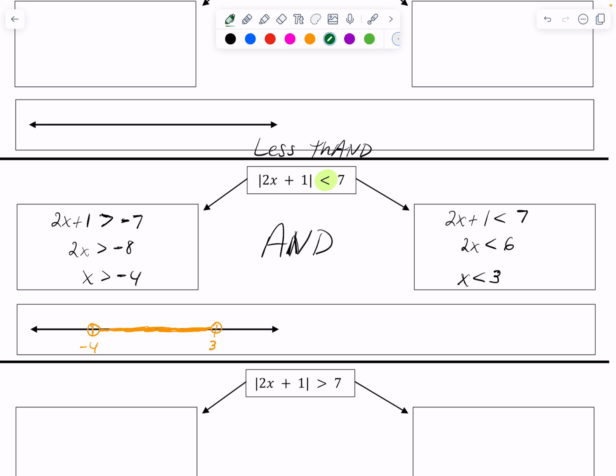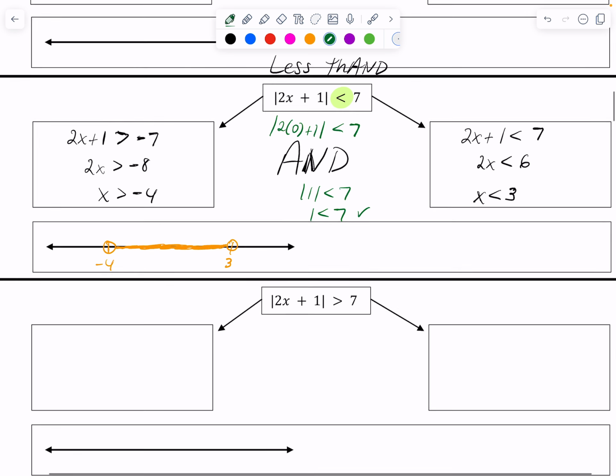So I'm going to just choose 0. 0 is in there. So if I did 2 times 0 plus 1, would that be less than 7? So 2 times 0 is 0. 0 plus 1 is 1. The absolute value of 1 is 1, and 1 is less than 7. So that works. Okay? Let's try the next one.